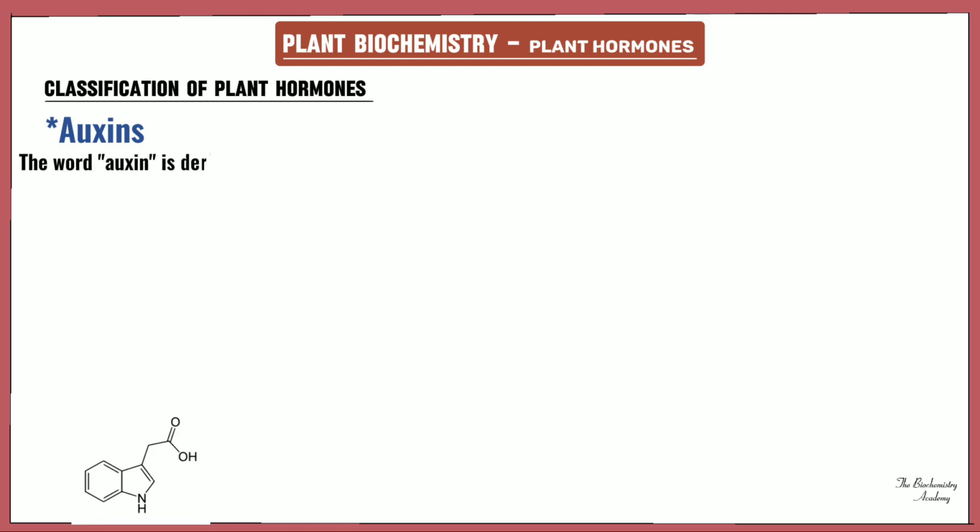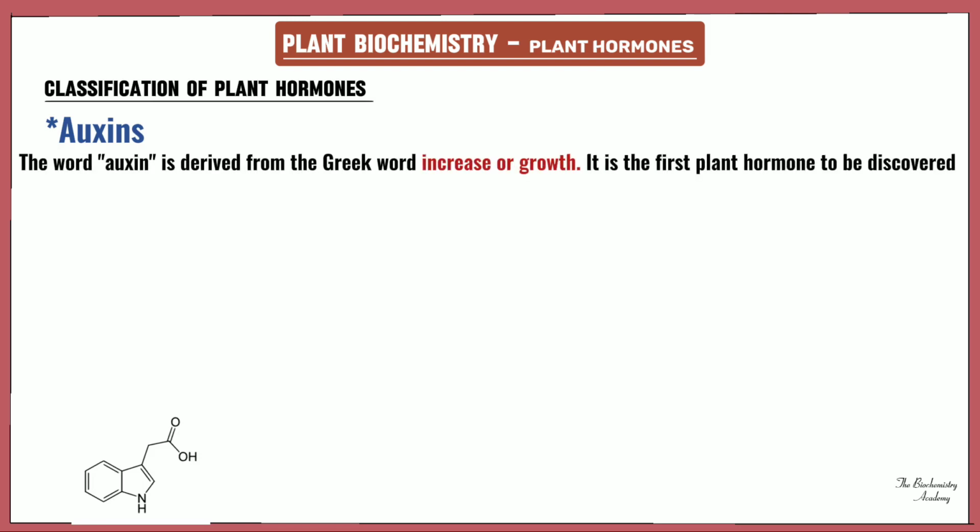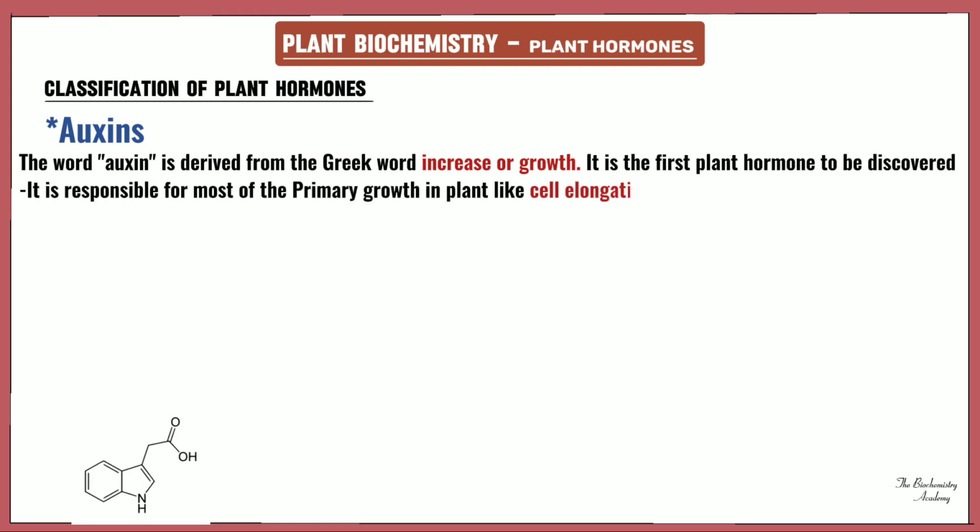Now let's talk about the auxins. The word auxin is derived from the Greek word for increase or growth. Now it is the first plant hormone that was discovered, and it is responsible for most of the primary growth in plants, like elongation of the cell, and they also stimulate cell division.